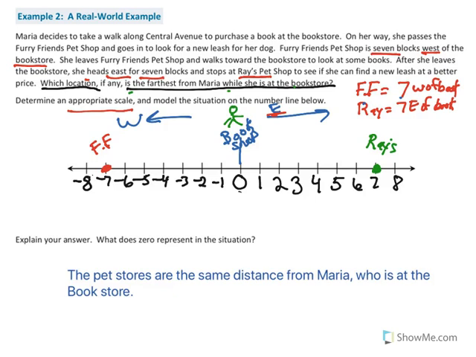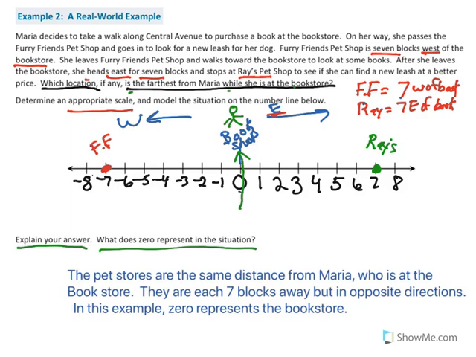Okay, so we answered our question by saying the pet stores are the same distance from Maria, who is at the bookstore. However, if we look back down here, we've got to explain our answer. So they've added some more stuff that we need to do. Then they ask, what does 0 represent in this situation? Well, looking at our model, we can see that 0 represents the bookshop. So that's an easy one. But we have to explain why it is that we've put this answer here. And so let me show you what that explanation would look like.